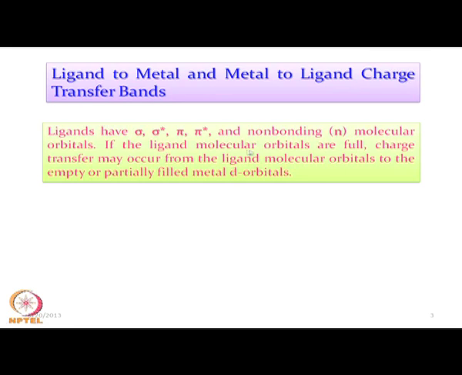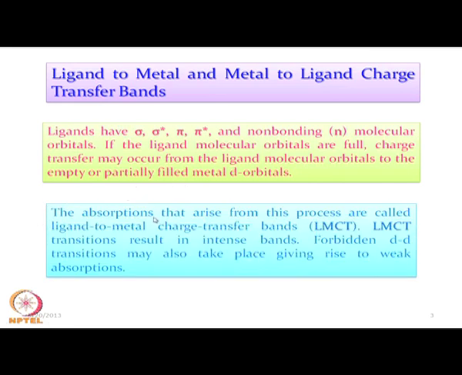So, if the ligand molecular orbitals are full, charge transfer may occur from the ligand molecular orbitals to the empty or partially filled metal d orbitals. So, if these orbitals can be utilized for donation, then the metal orbitals which are vacant can accept the electron density into their d orbitals, and we will see the ligand to metal charge transfer transition.